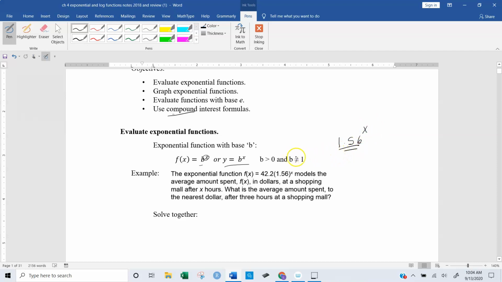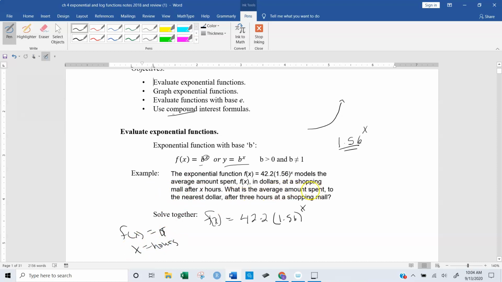All right, now we just need to know if it's growth or decay. Well, if the base is bigger than 1, it's going to be growth, so it's going to look something like so. This is the average amount spent in dollars at a shopping mall. So we have f of x equals 42.2 times 1.56 to the x power. We know that f of x is money spent at a shopping mall after x hours, so we know x equals hours.